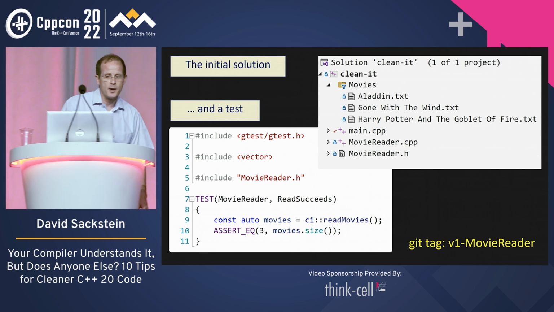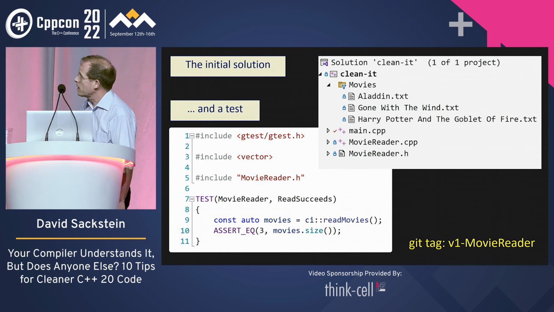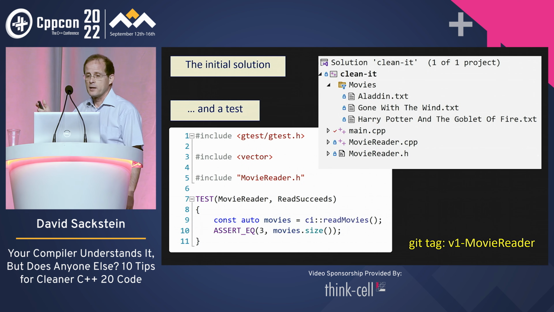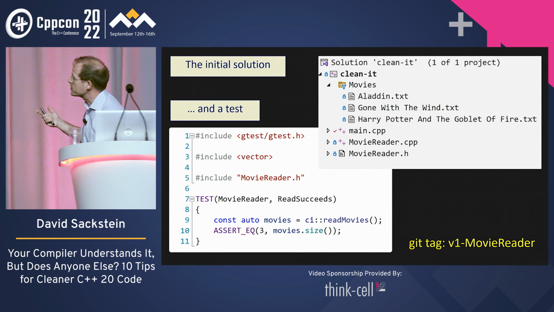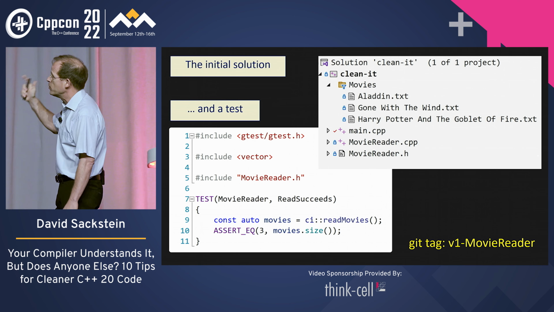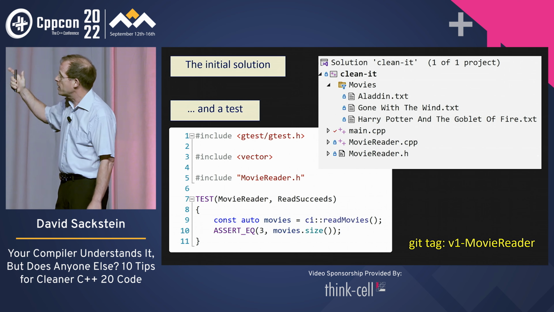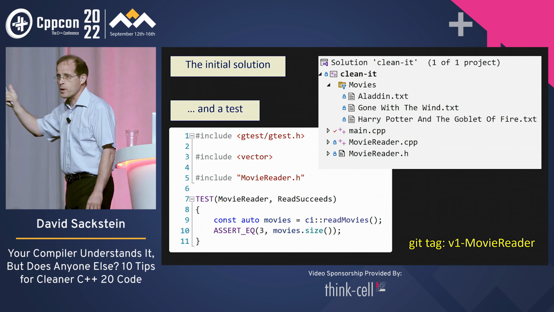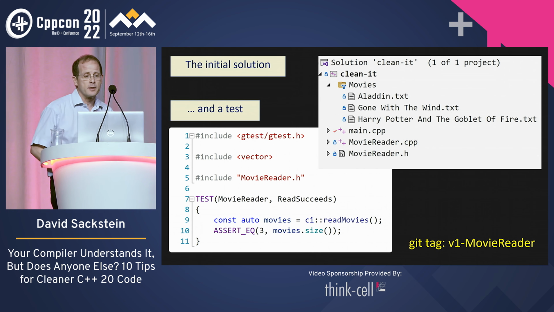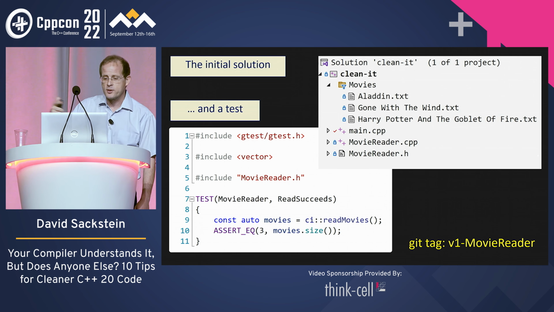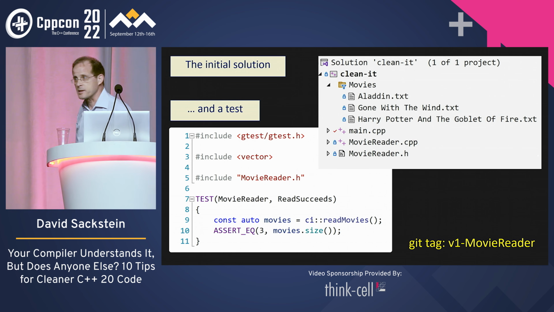So what does our solution comprise? As you can see, there is a solution up on the top with a very simple layout. It just has a moviereader.cpp at the first, a moviereader.h, and the main is where I put the test, just to get things going. The test simply reads the movies, checks that there are 3, and succeeds.